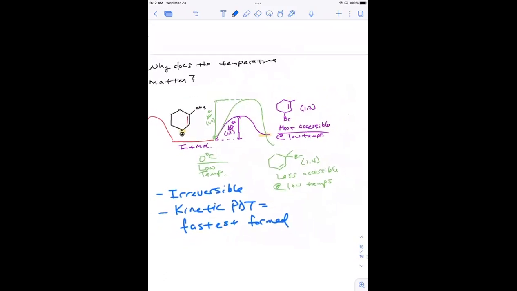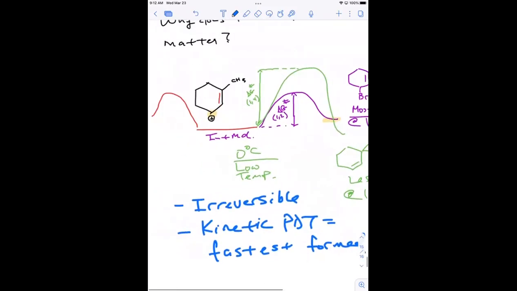So when we do reactions at low temperature like this, we call this doing the reaction under kinetic conditions.